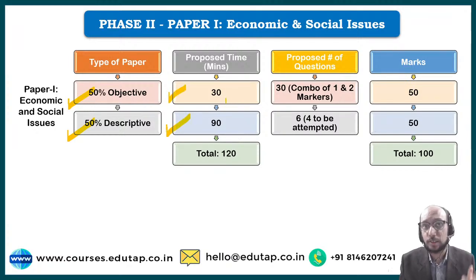In 30 minutes, you will have to attempt 30 questions of 1 mark and 2 marks each. Attempt the best possible questions. Attempt the ones that you are sure about first. Then once you have attempted the questions you are sure about, you will know the level of difficulty of the paper. Then come back and attempt the questions which you are relatively sure about and relatively unsure about, and then leave the questions that you are completely unsure about, right?